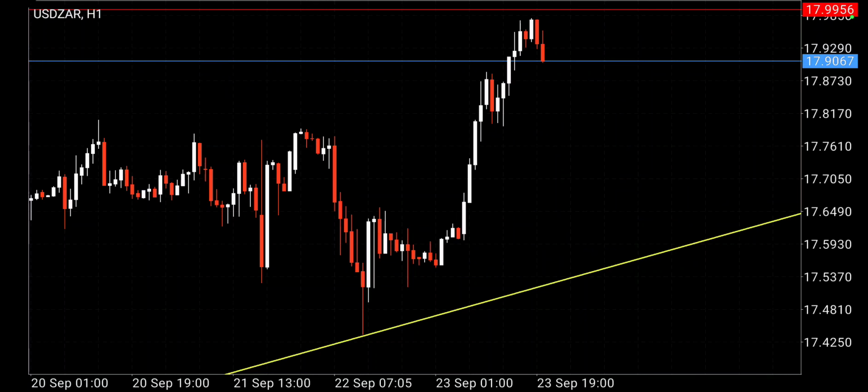So for now, this is all that I wanted to share with you guys. That's all that you can expect from USDZAR. And if this is something that you trade, you can also watch it and make sure that if you get reasons to enter, you can take those trades. But for now, that's all that I wanted to share with you guys.